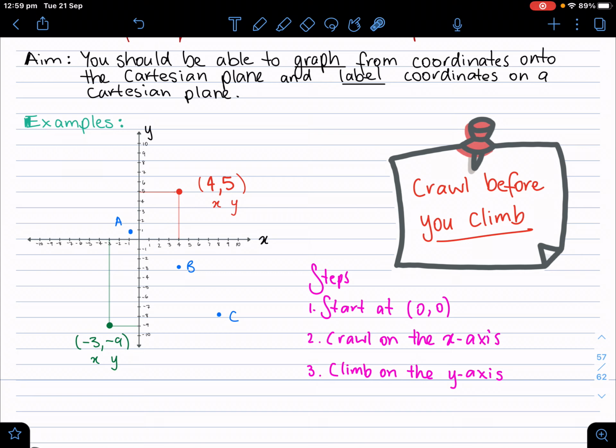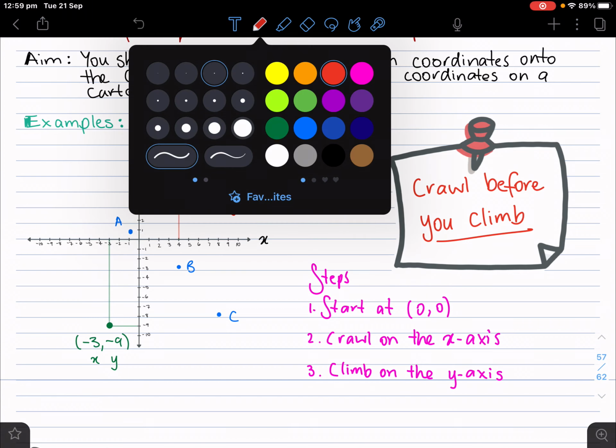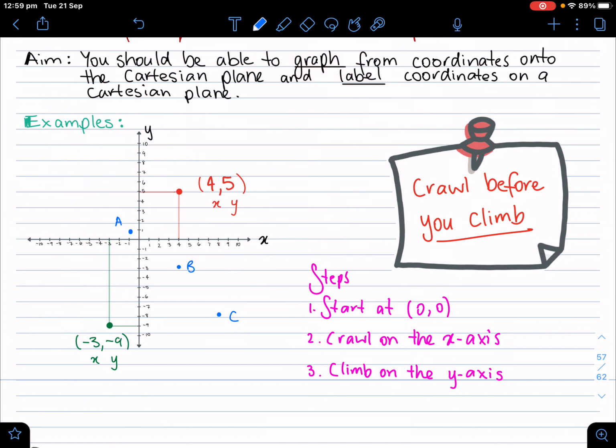Let's do a few examples of writing down the coordinates when we don't know what they are. So let's look at dot A. Starting at 0, 0, we crawl to -1. So the first number on this is going to be -1. And then when we're at -1, we climb to 1. So its coordinates are -1 and 1.